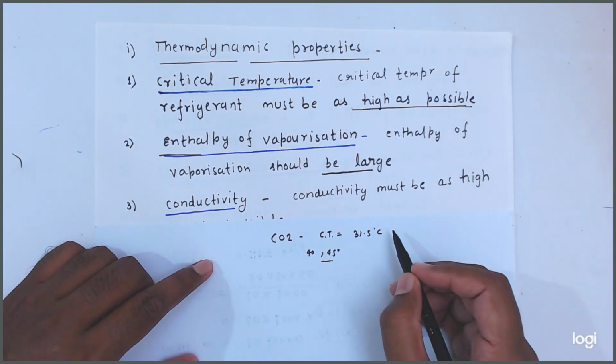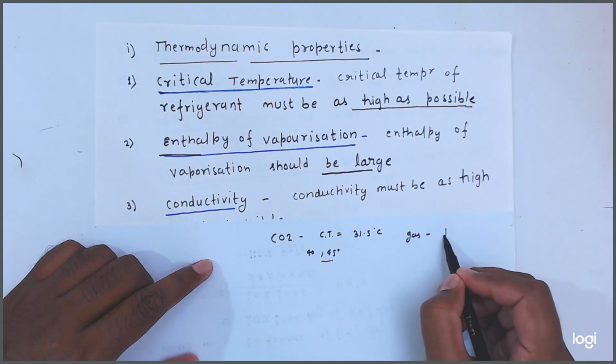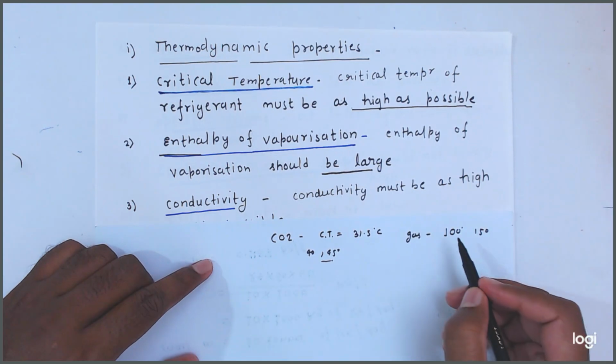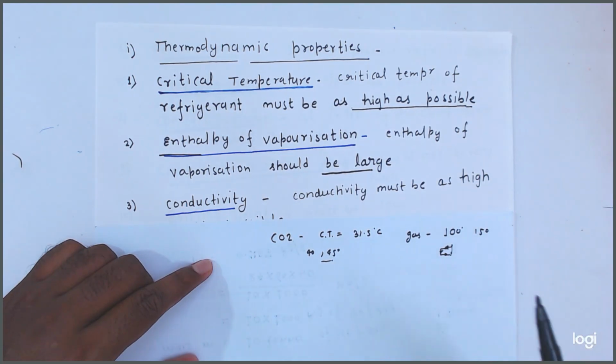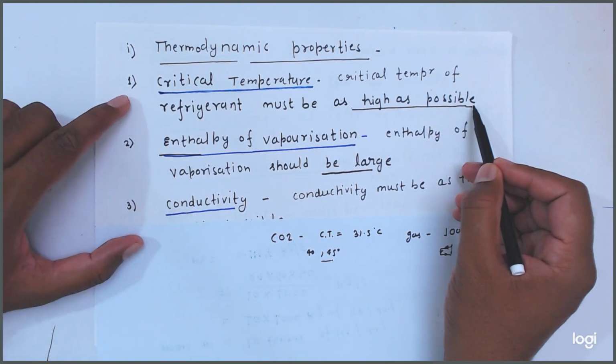Suppose any gas has a critical temperature equal to 150 degrees centigrade. Below this, it will condense, it will evaporate, and it will work according to our performance. Getting, friends? So the critical temperature should be as high as possible.